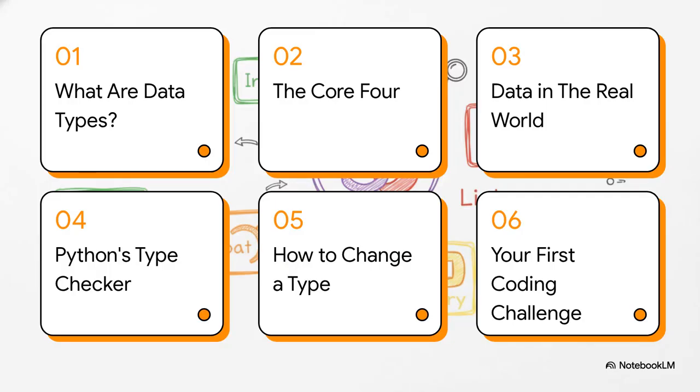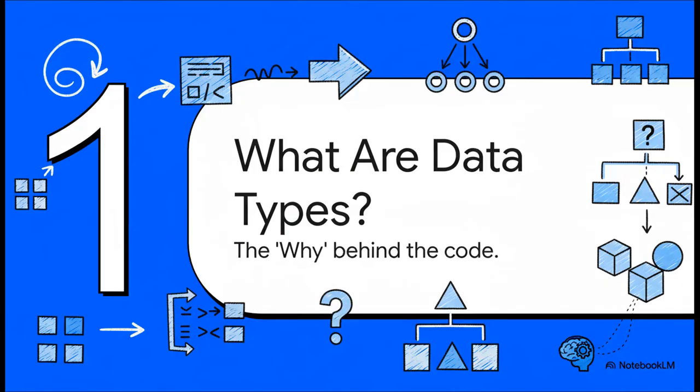We're going to start with the big why. Then we'll meet the core 4 data types you're going to use pretty much every single day. From there, we'll see how they connect to real-world info, and we'll even get our hands dirty with Python's own type checker. We'll also learn the art of changing types, and then, to wrap it all up, you'll get your very first coding challenge to put your new skills to the test. All right, let's kick things off at square one.